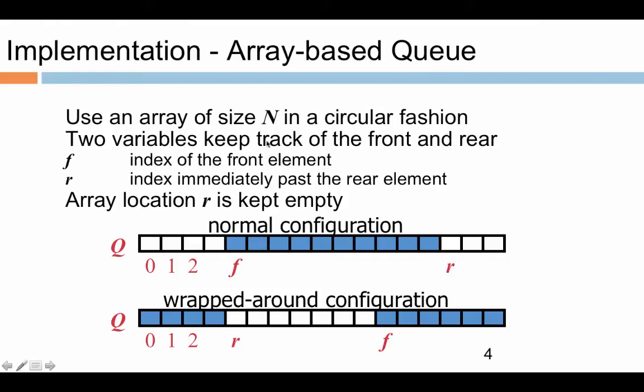We have two variables that keep track of the front and rear. As you can see, the array is indexed from 0, 1, 2 onwards up to n. The shaded portion is the relevant part of the queue. That is where the data items are, and F is the front element of the queue and R is the rear element of the queue. Now you can see that F is not necessarily 0. Now you can imagine why this has happened.